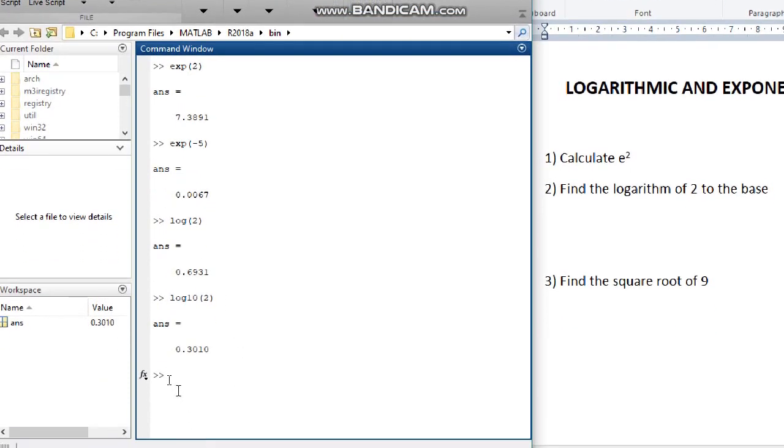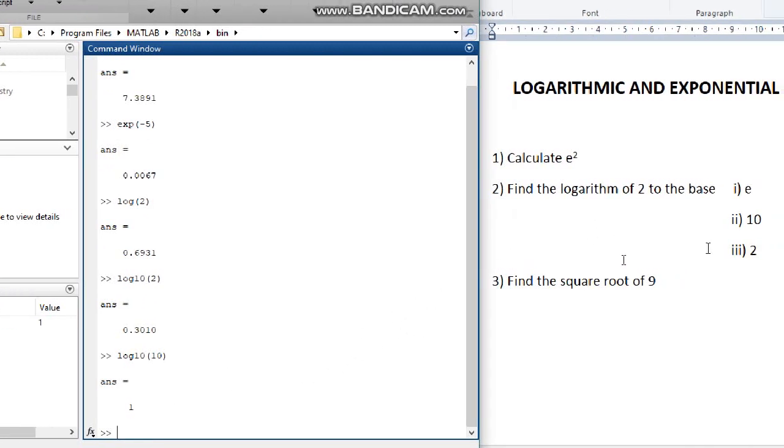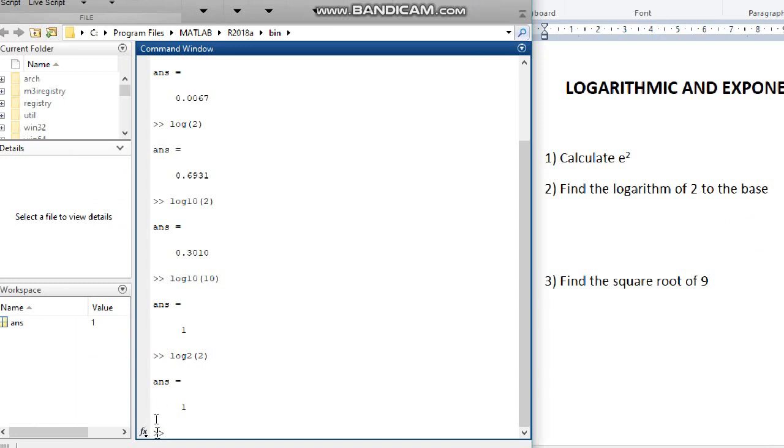So to prove this, knowing that logarithm of a number to the base of itself is 1, I can simply type in log10 of 10, 10 to the base 10. It's simply going to give me 1. So that is the proof. Okay, let us move to the next one. We are finding the logarithm of 2 to the base 2. So to do this, I simply type in log2, then 2. So that is it. Log 2 to the base 2 is 1.